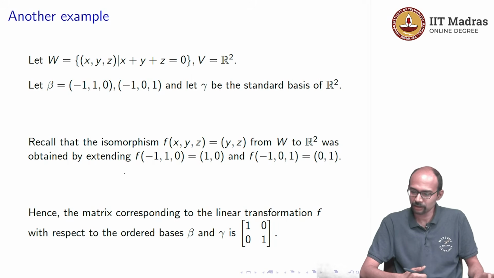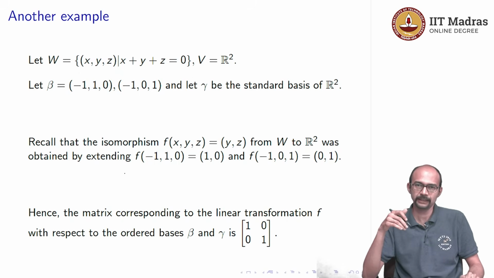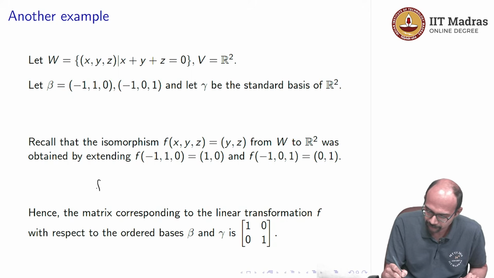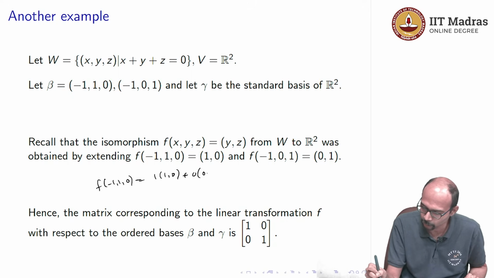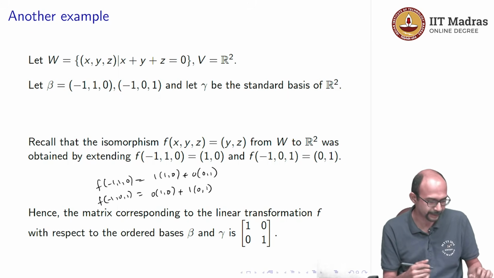So the matrix corresponding to this linear transformation F with respect to the ordered bases beta and gamma is just [1 0; 0 1], the identity matrix. Why is that? How do we get the matrix? You look at F evaluated on the basis vectors and then write that in terms of the basis vectors for the range space. In this case f of (-1, 1, 0) is 1 times (1, 0) plus 0 times (0, 1), and similarly f of (-1, 0, 1) is 0 times (1, 0) plus 1 times (0, 1). And that is how you get your identity matrix.